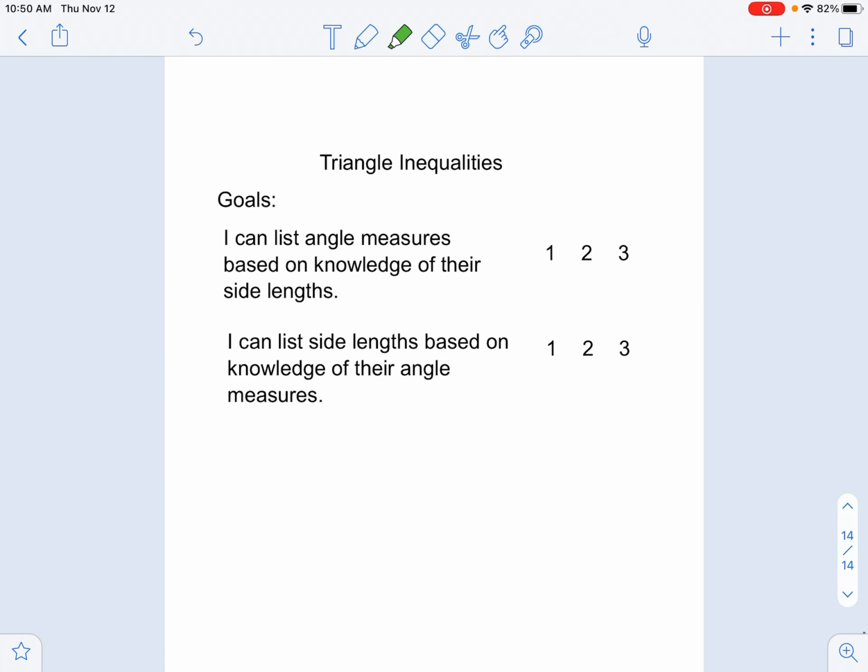All right, that's it for triangle inequalities. You can go ahead and re-rate yourself. How do you feel about listing angle measures based on side lengths? So can you do side lengths from smallest to biggest because you know angles? And then vice versa for this.